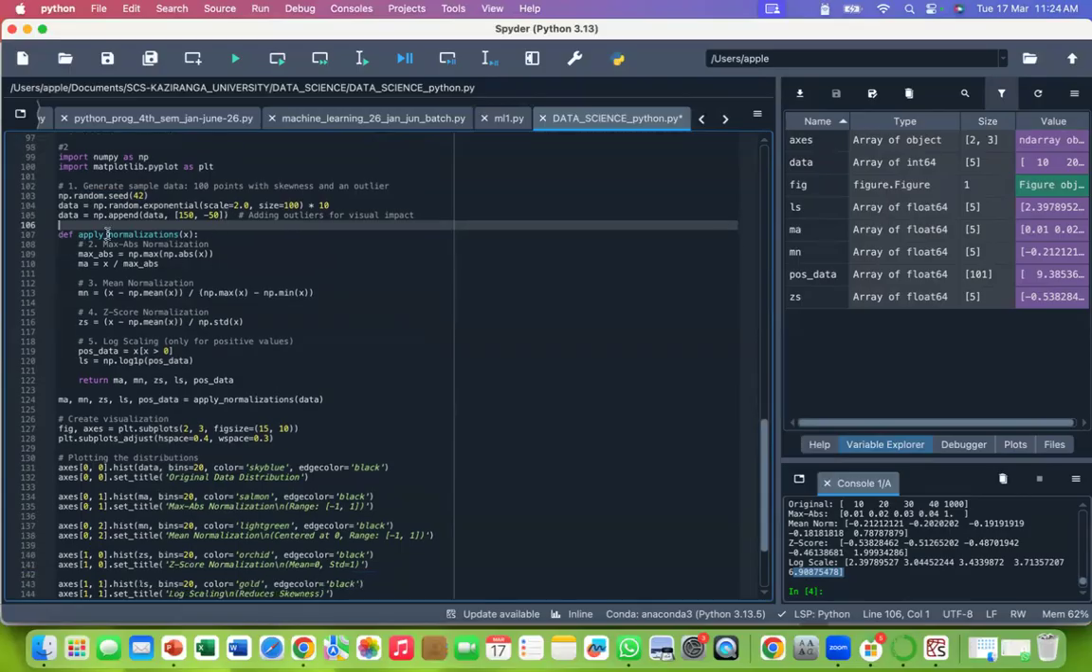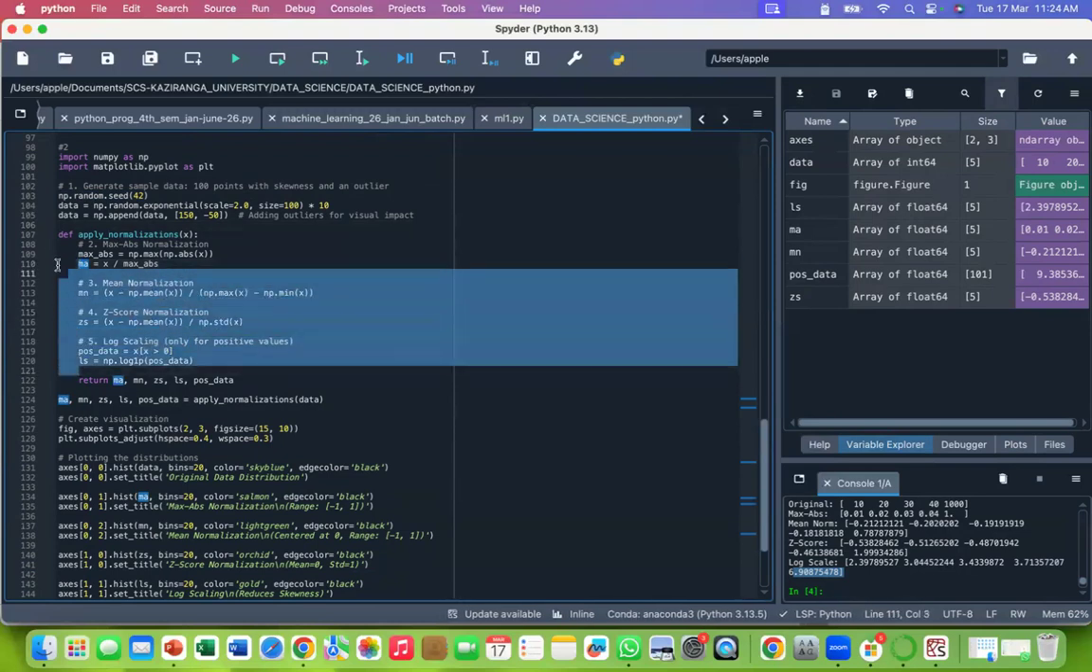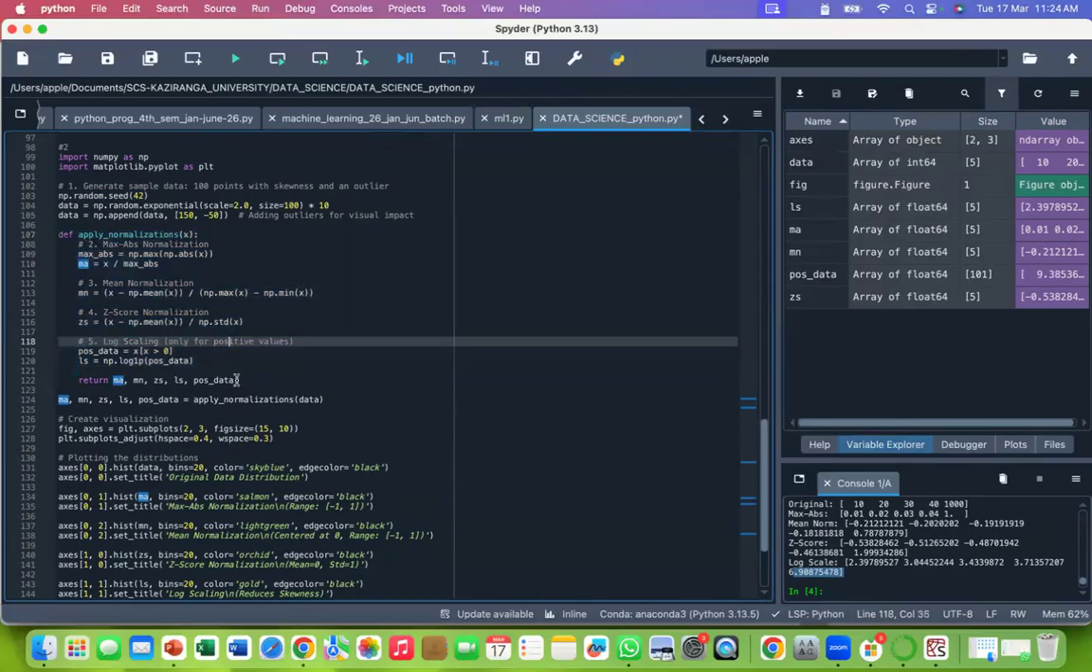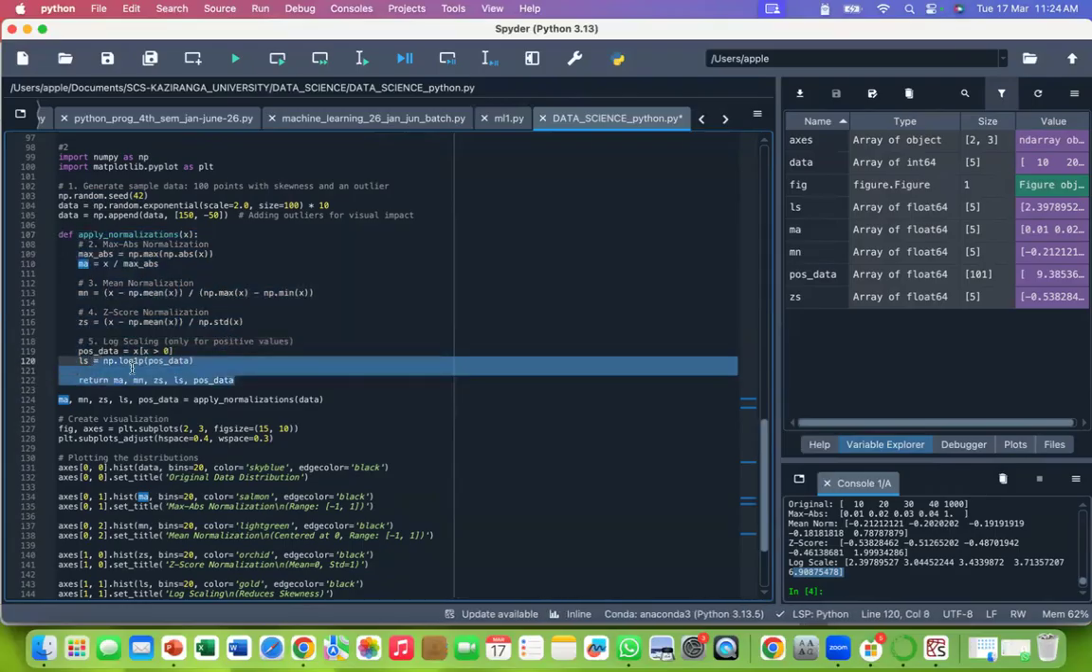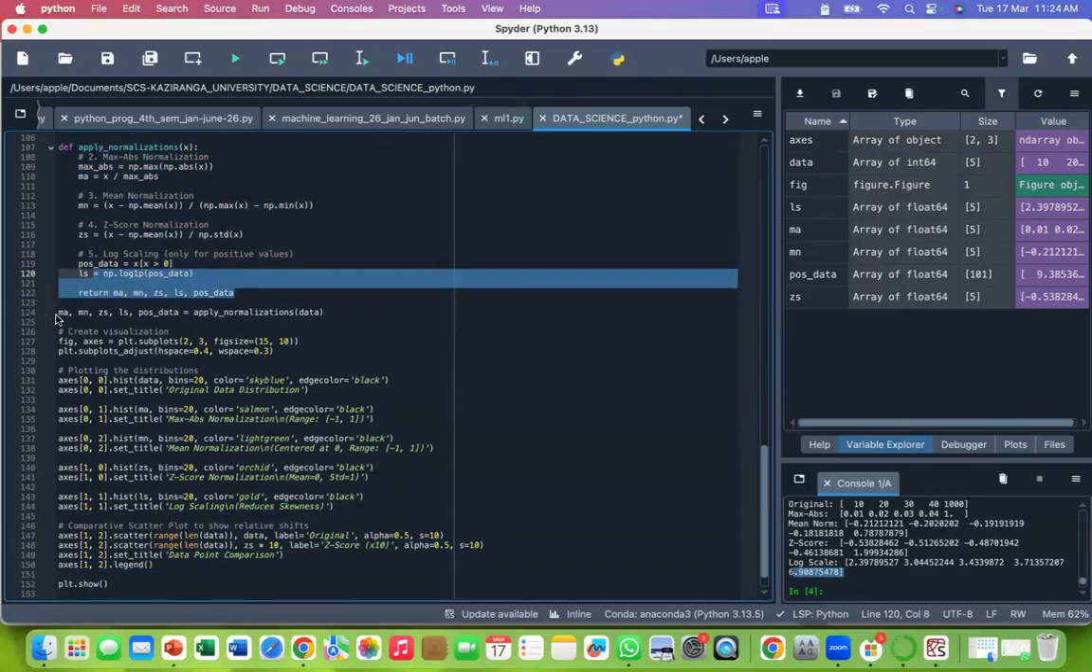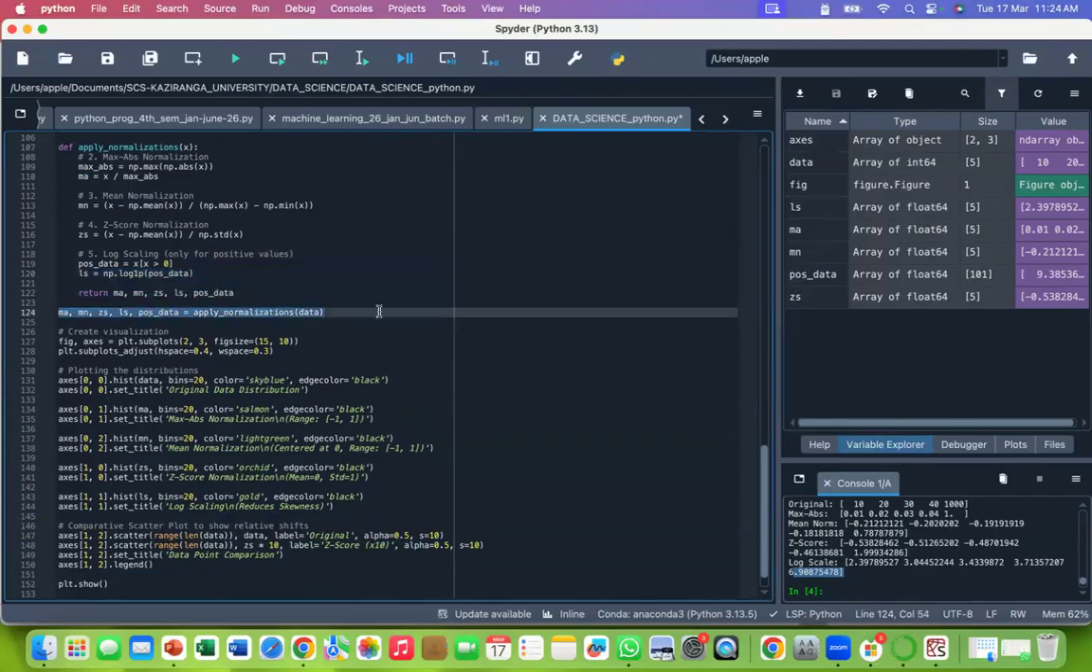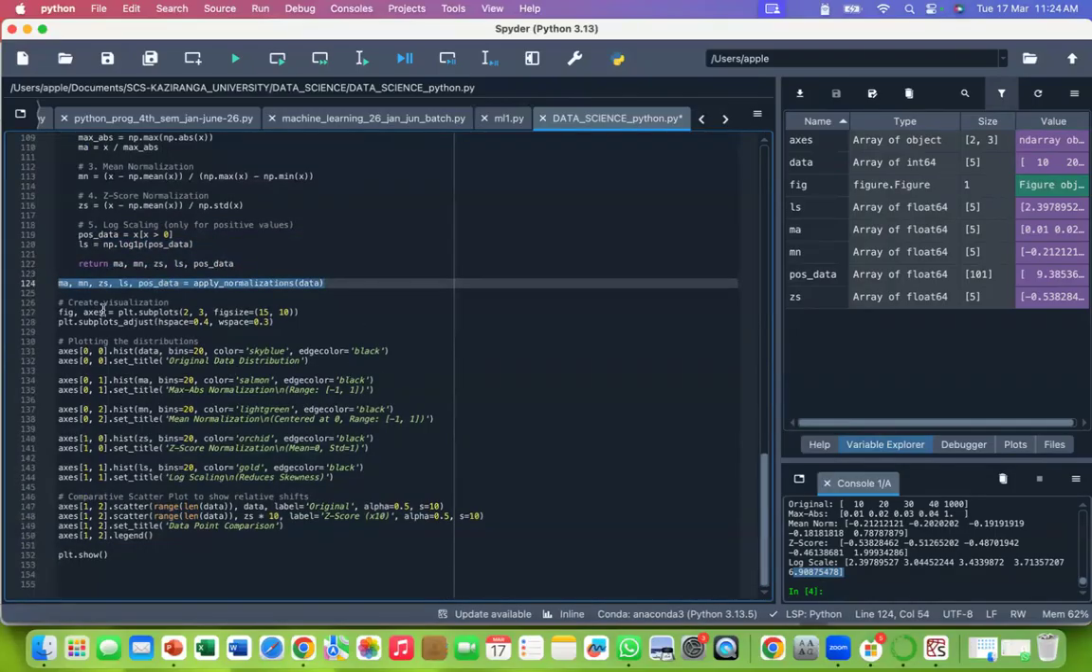Then again we define this normalization function. All of these, max abs, mean, Z-score, log scaling, are included with the same formulas, right? In the same way, we are returning the values and assigning them. Now for the visualization, we define plt.subplots 2 by 3, figure size 15 by 10, and adjust the spacing, wspace 0.3.